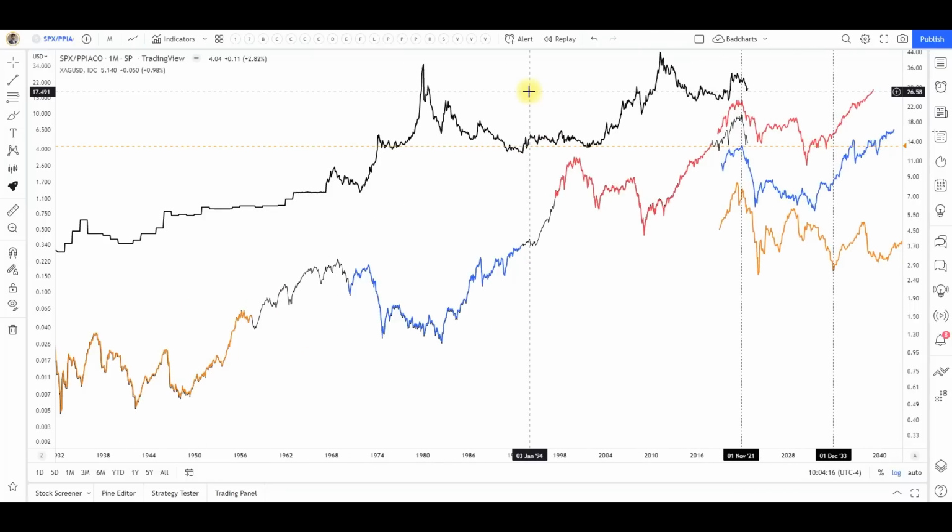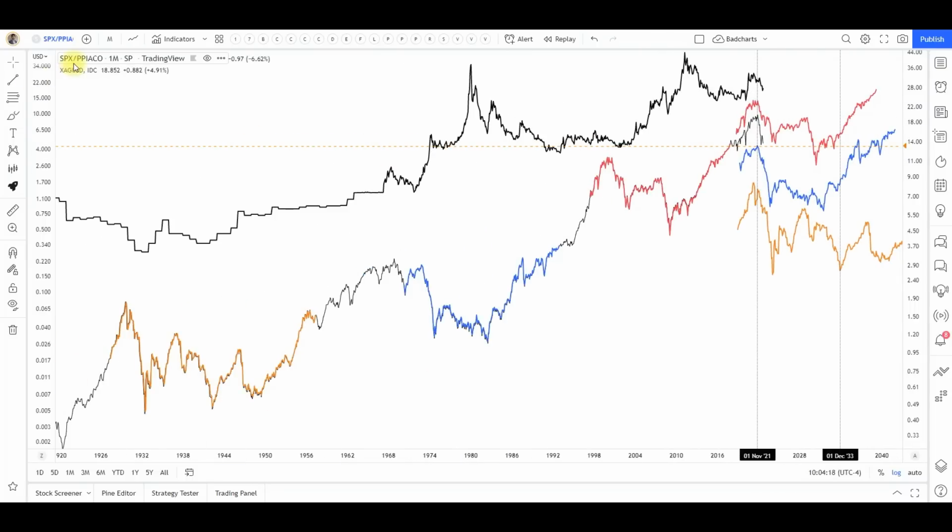Here's another chart I did. I took the SPX divided by PPI. Orange, blue, red. Here I overlaid on top a silver chart just for you guys to see the behavior. When you get an orange zone here, silver goes up. When you get in the blue zone here, silver goes up. When you go in the red zone here, silver goes up. And these are all fractals. You see the black zone here? This is the red zone.